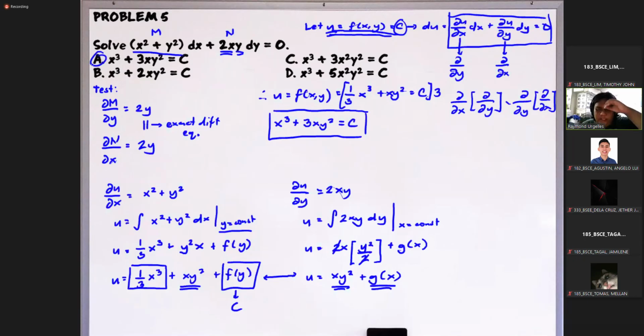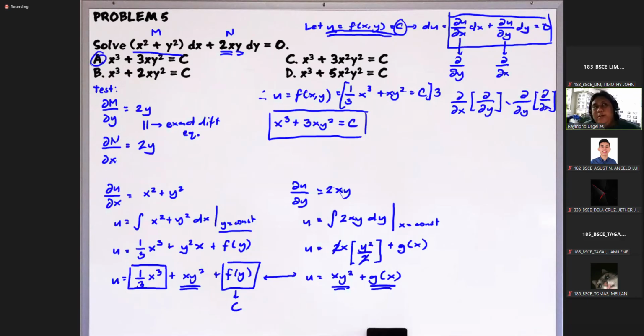What I used to do is first check if it is variable separable. If it is not variable separable, then I check if it is an exact differential equation. If it is not an exact differential equation, then I check if it is a homogeneous differential equation.